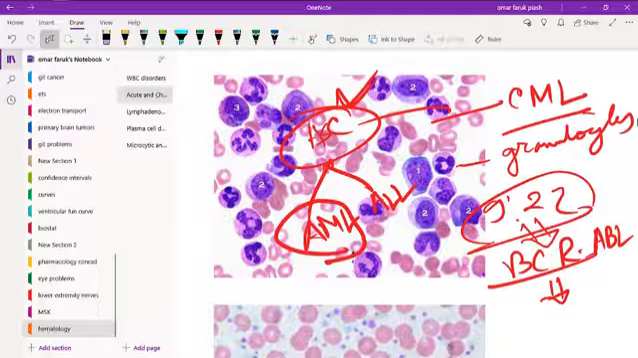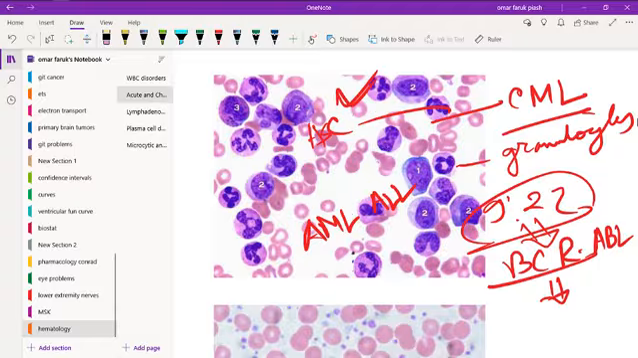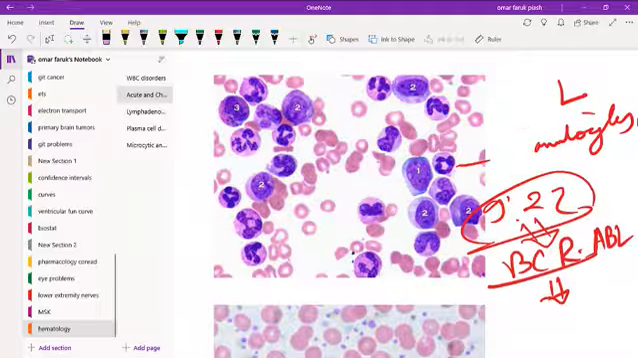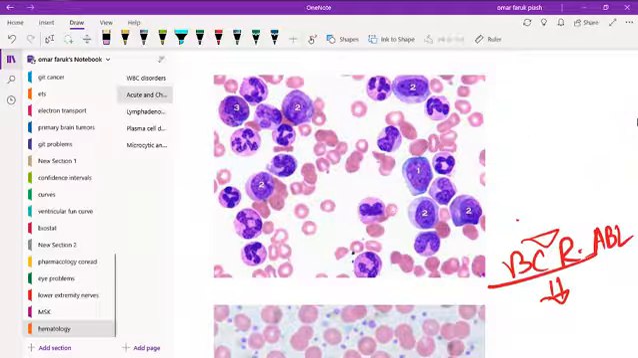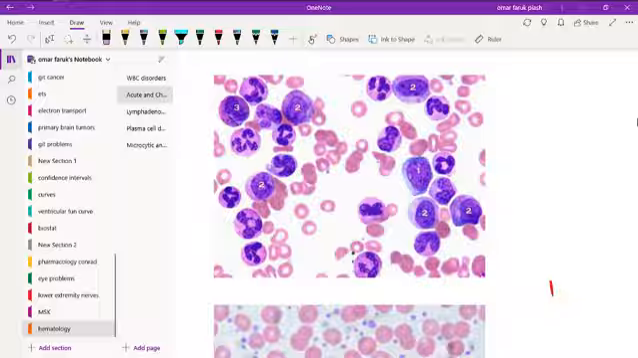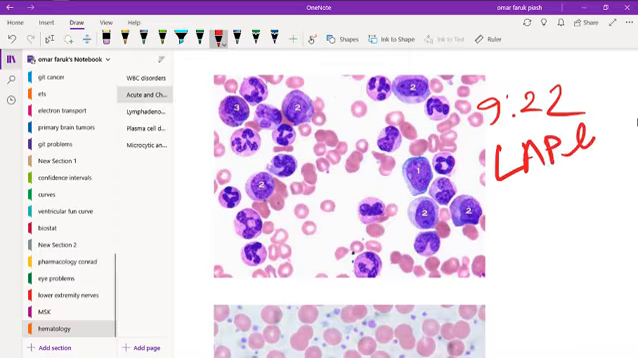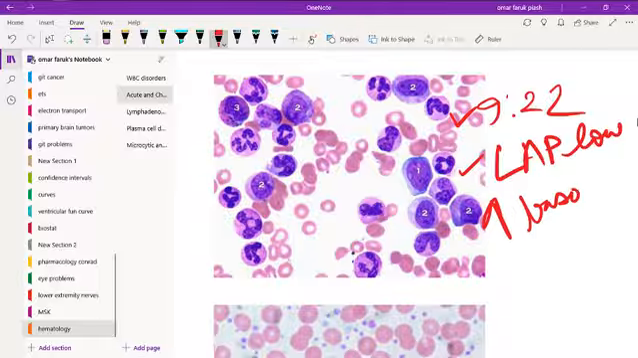How can you distinguish that this person has CML or another leukemoid reaction? There are 3 points of differentiating this. One is the 9;22 translocation. Another is LAP, leukocyte alkaline phosphatase, which is low in CML. And there is increased basophilia. Other cells are also increased, but basophilia is only increased in CML. That's why it is unique.